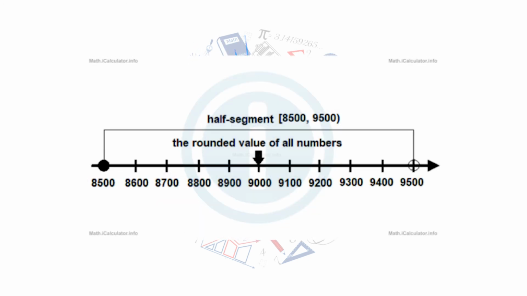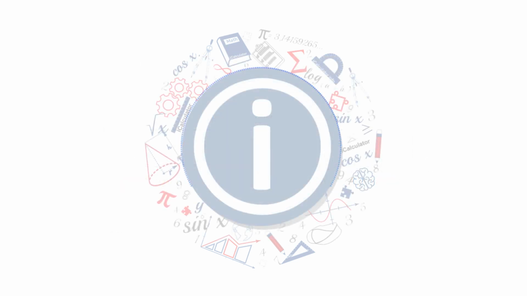C. The numbers that are 9,000 when rounded to the nearest thousand extend from 8,500, including it, to 9,500, without including it. Hence, when represented by symbols, this set is written as [8,500, 9,500). When shown in a number line, this set gives the figure as shown on screen.